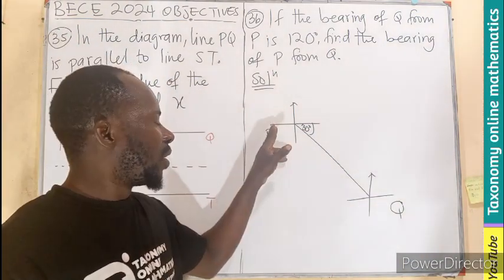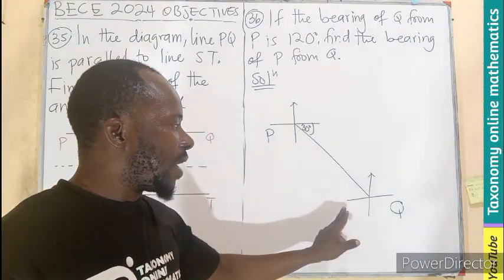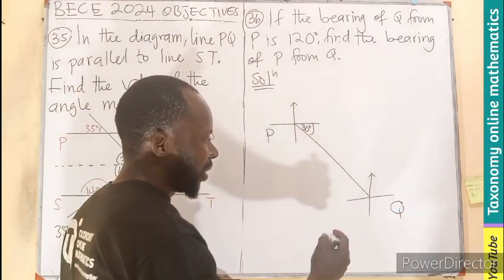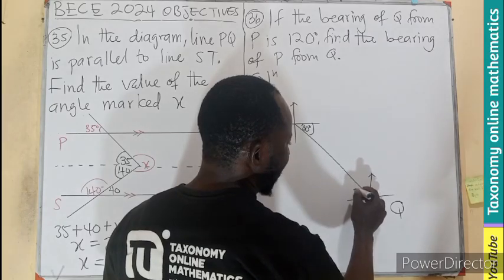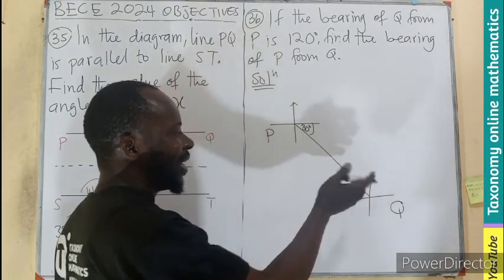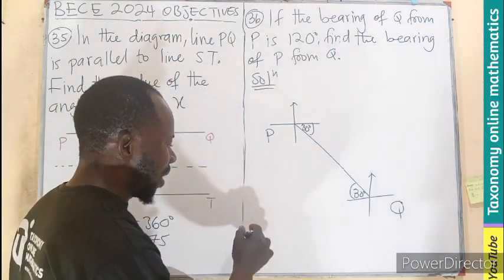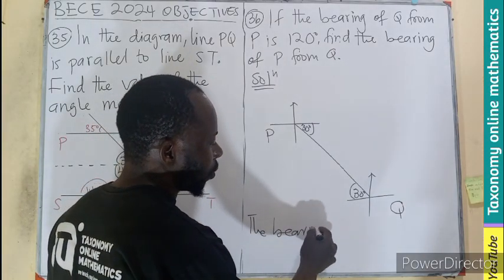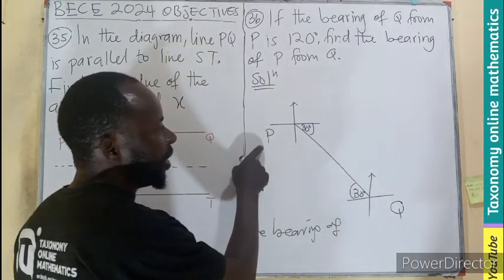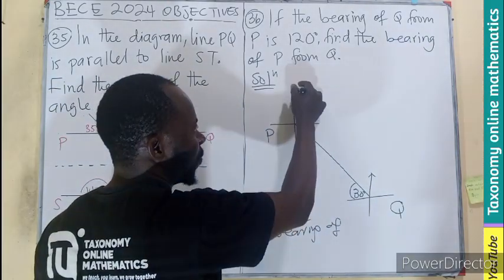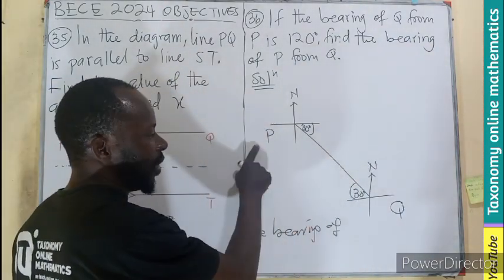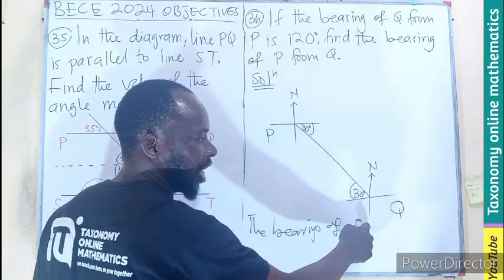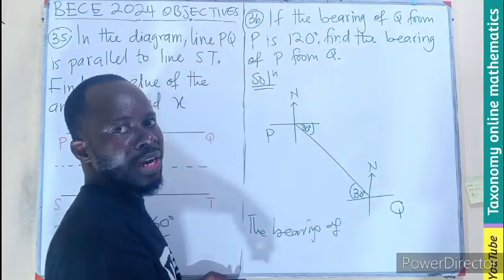Having north from here, and this west-east line is going to be parallel to each other. So if they are parallel, then the angle here will also be 30 because it will be an alternate angle. So the bearing of P from Q: this is the north, this is the north. So the bearing of P from Q, meaning you go to the north of Q and measure until you meet the line joining the two points.